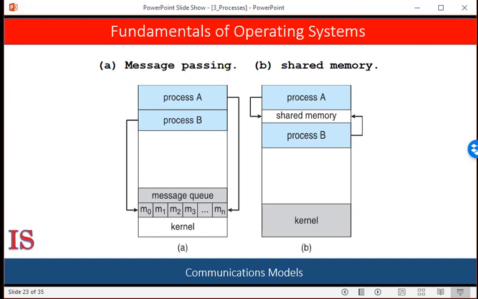In shared memory systems, system calls are required only to establish shared memory regions. Once the shared memory is established, all accesses are treated as routine memory accesses and no assistance from the kernel is required.